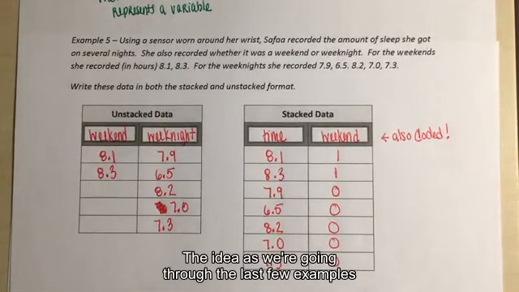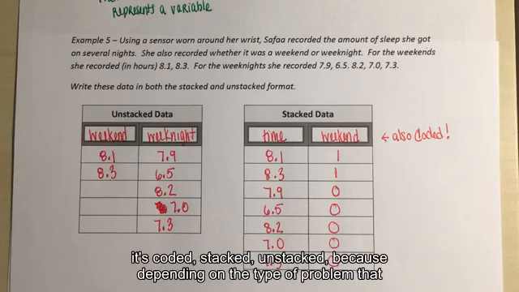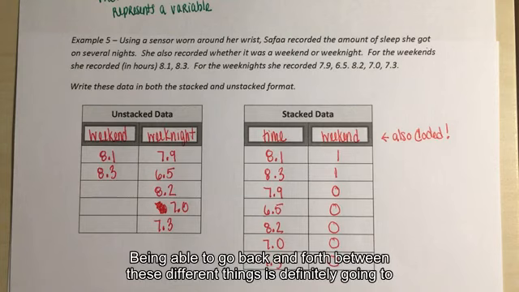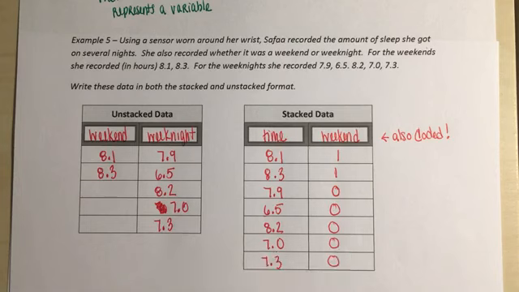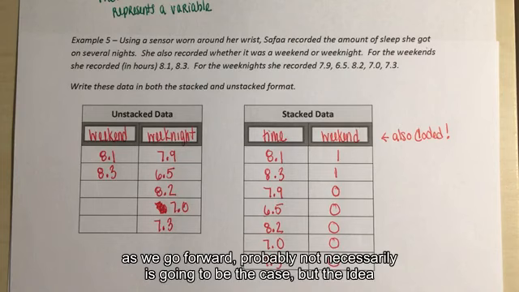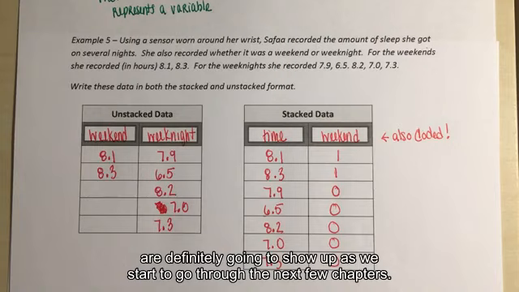The idea as we're going through the last few examples in the section is just practicing using our different data, whether it's coded, stacked, or unstacked. Depending on the type of problem that we're looking at, we may want to explore data from different avenues, and being able to go back and forth between these different things is something we're going to want to be comfortable with. Whether or not we use the words stacked and unstacked going forward, probably not, but the idea of populations and samples and categorical and numerical variables, those things are definitely going to show up as we go through the next few chapters.